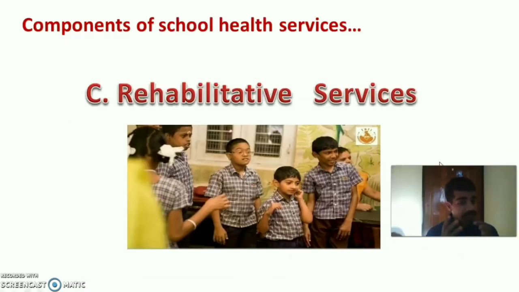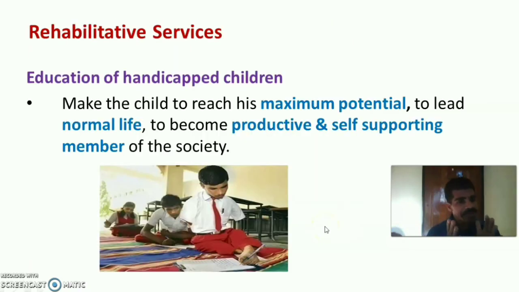The third broad aspect or component of school health services is rehabilitative services, which includes education of handicapped children. The aim of education of handicapped children is to make the child reach his maximum potential, ability and capability to lead a normal life and to become a productive and self-supporting member of the society.